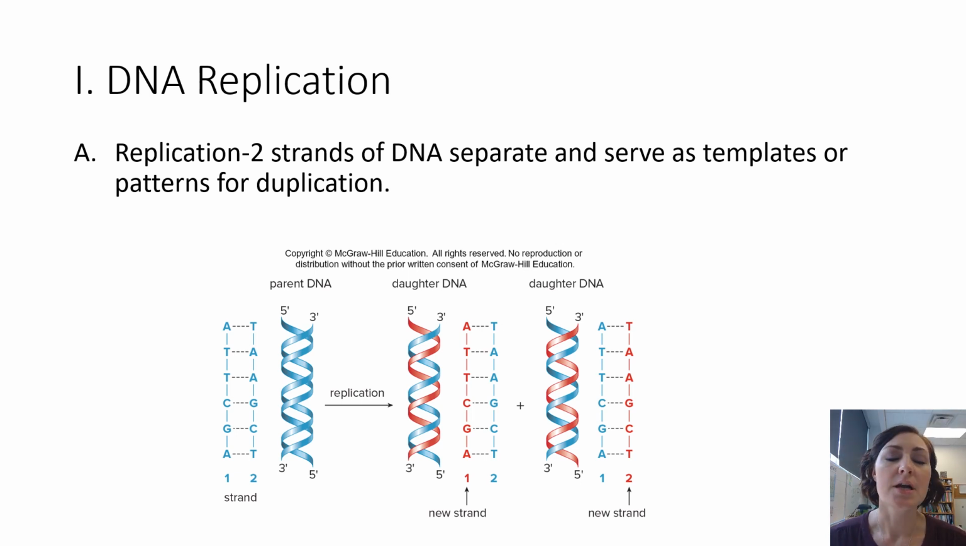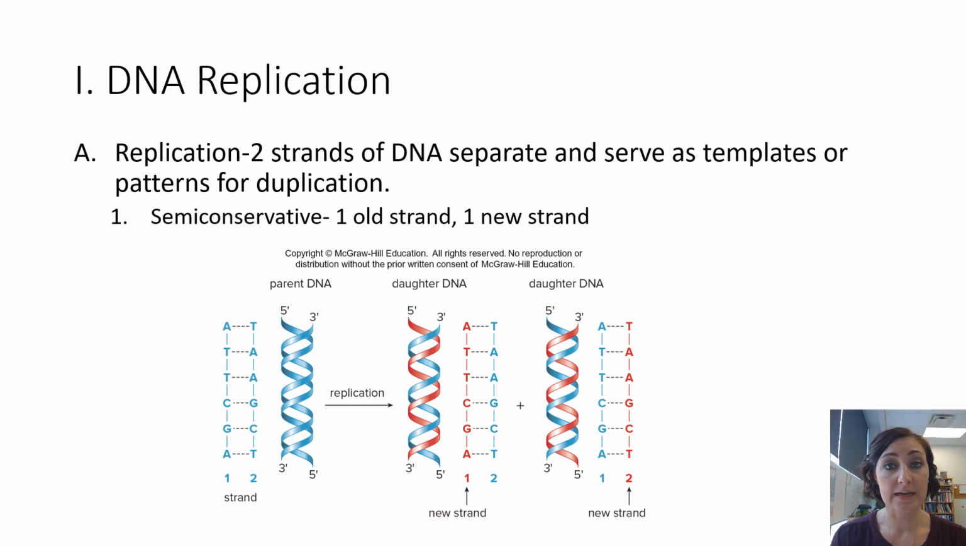Replication requires both strands of your DNA to be separated, and then each side of your strands is going to serve as a template strand or a pattern for duplication. In this sense, we consider DNA replication to be semi-conservative.